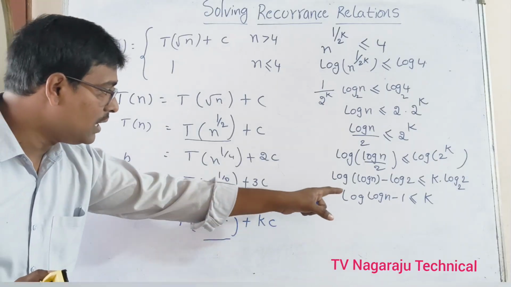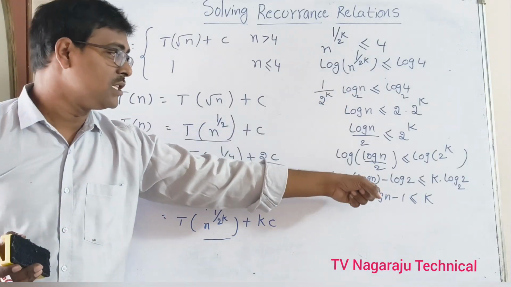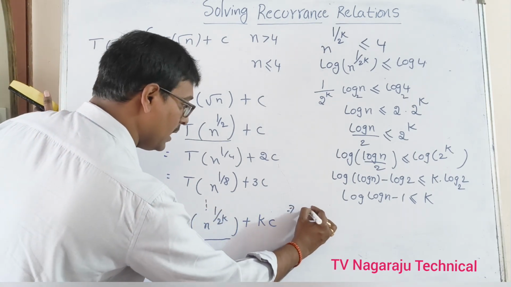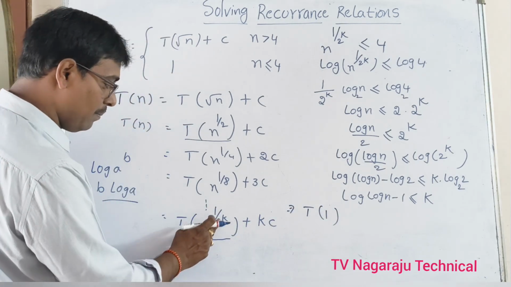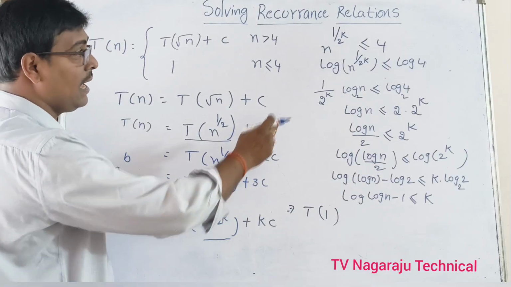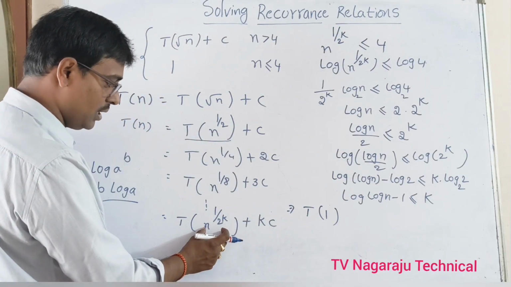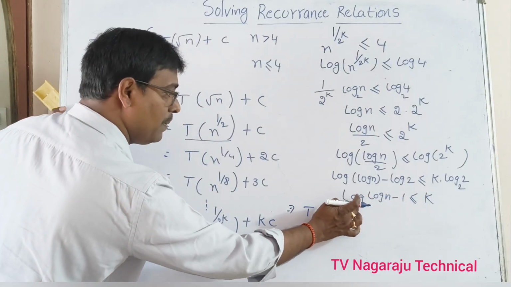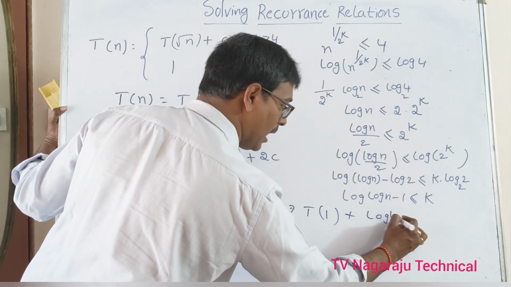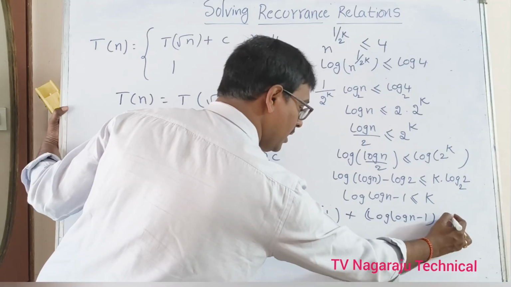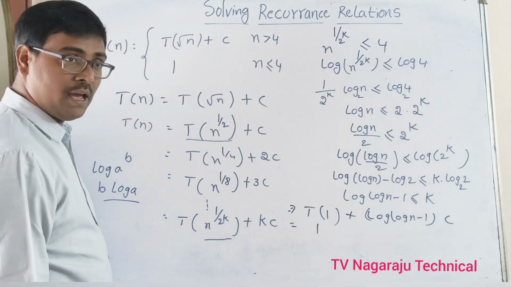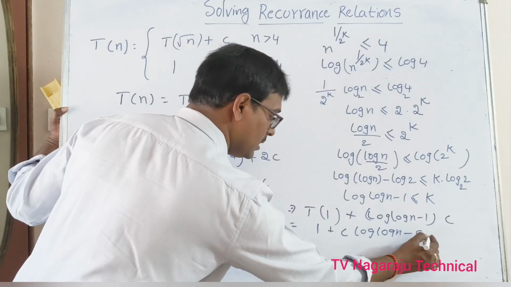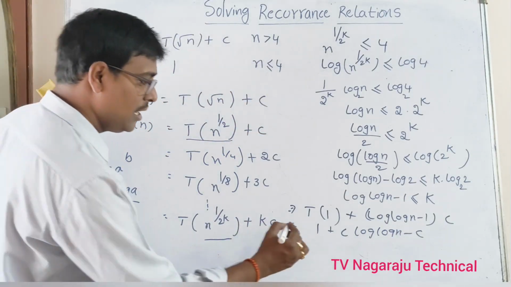Now assume this value is equal to k, and this equation becomes T of n power 1 by 2 power k. All this value becomes 1 plus k. k is replaced with this equation: log n minus 1, into c. T of 1 value is equal to 1. So c into log n minus c. Finally, what is the answer?